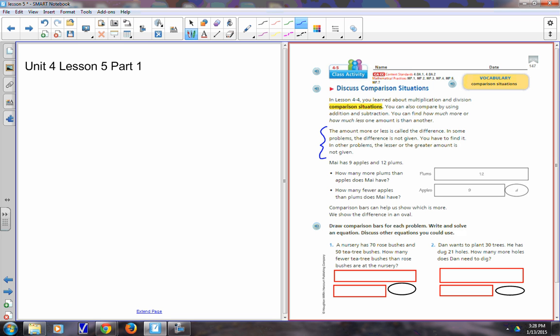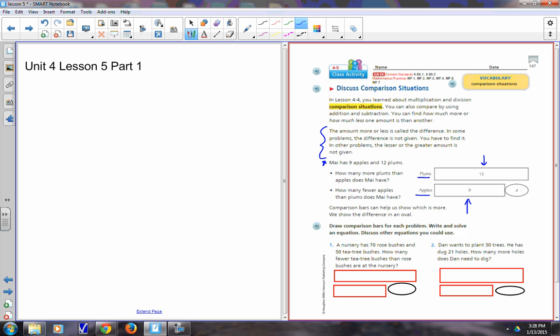Here's our first problem that we're going to try here, or this is our first example. My has 9 apples and 12 plums. How many more plums than apples does my have? So of course, the bigger box is going to be the bigger number. So we're going to label that plums with a 12 because that's what our problem tells us. Apples is the smaller amount with a 9.